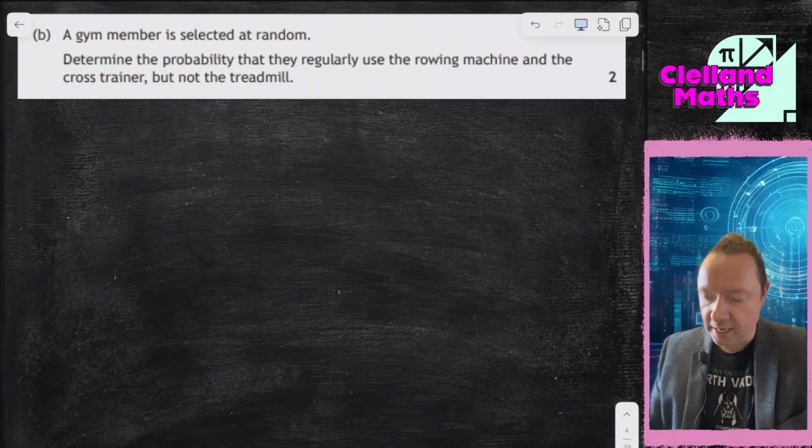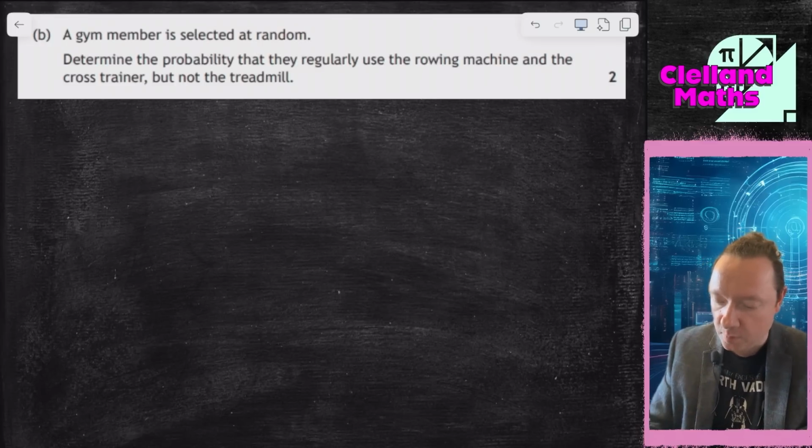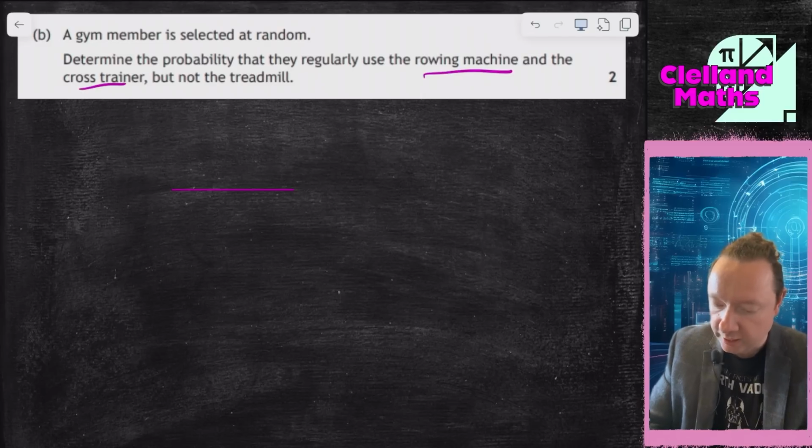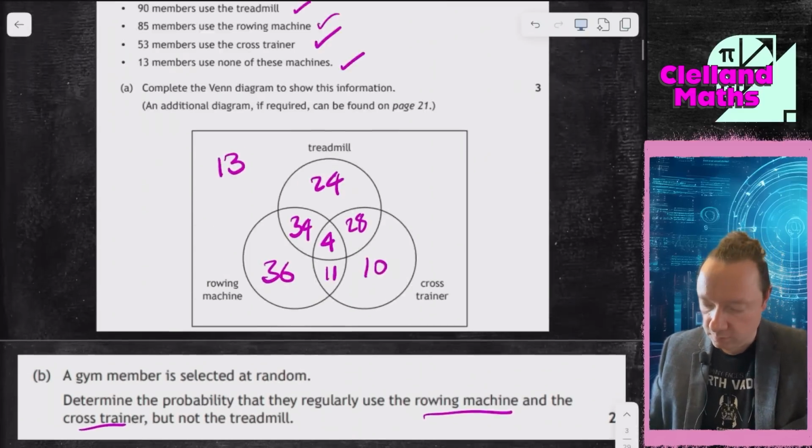A gym member is selected at random. Determine the probability that they regularly use the rowing machine and the cross trainer, but not the treadmill.